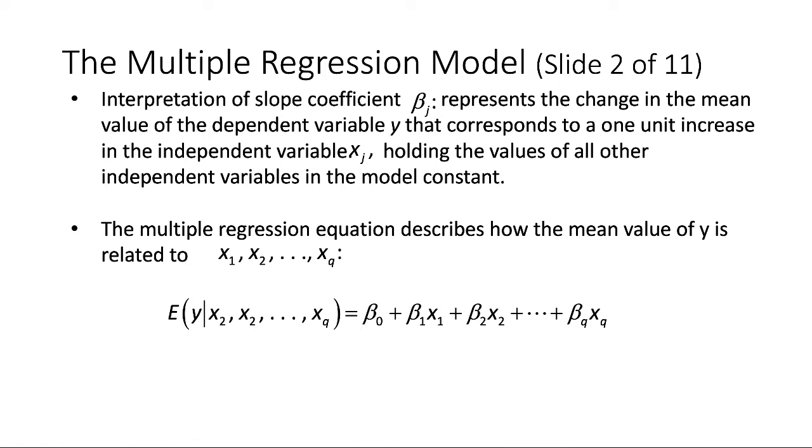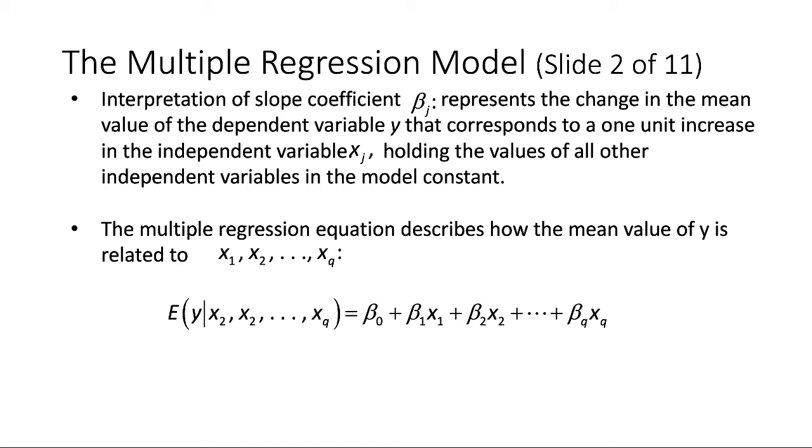As in the simple regression model, the error term in the multiple regression model accounts for the variability in y that cannot be explained by the linear effect of the q independent variables. In a multiple regression model, the intercept beta 0 is the mean of the dependent variable y when all of the independent variables x1 to xq are equal to 0. The interpretation of the y-intercept beta 0 in multiple regression is similar to the interpretation in the simple regression model.